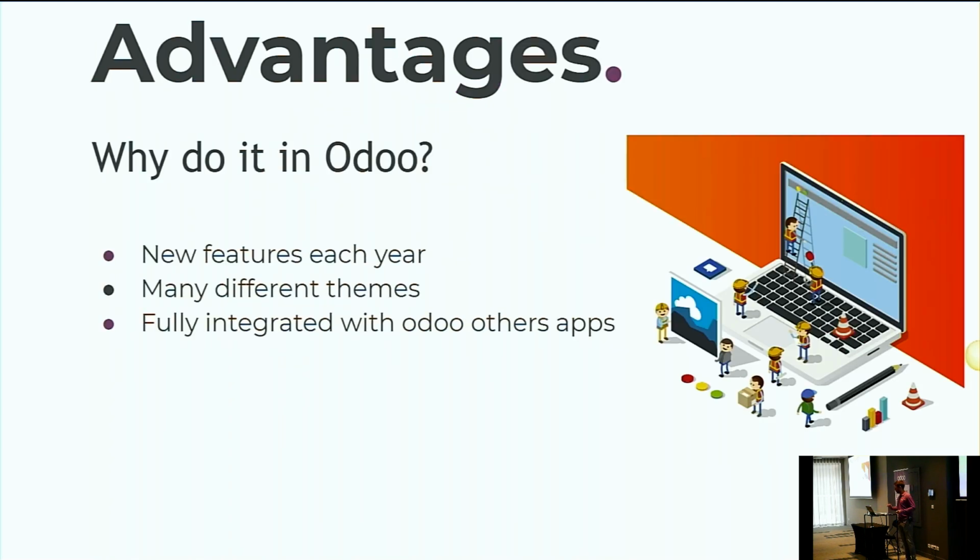Now, very important, what are the advantages of doing it with Odoo? The first thing is, of course, there are new features every year. Each year we have a new version, we have new improvements, we keep improving the content and the website application. Of course, we will go through all the new features in the demonstration, but that's the main point. We also have many different teams. There are 24 teams in Odoo actually.